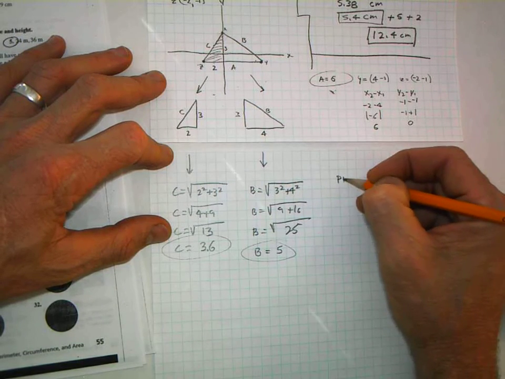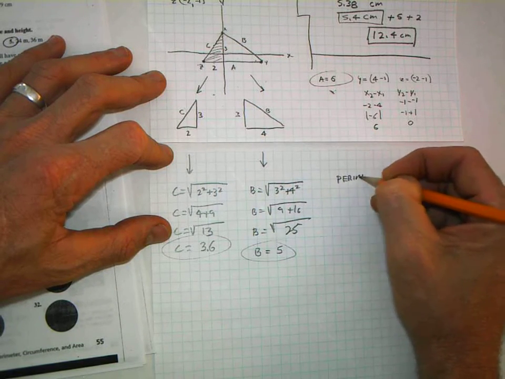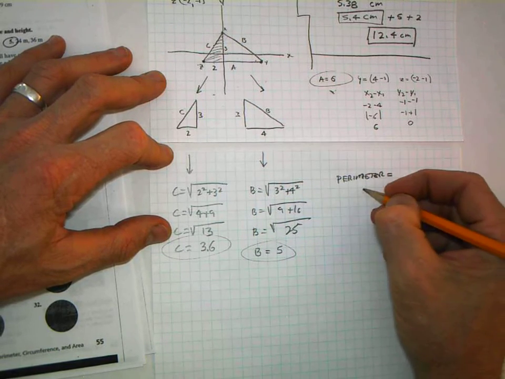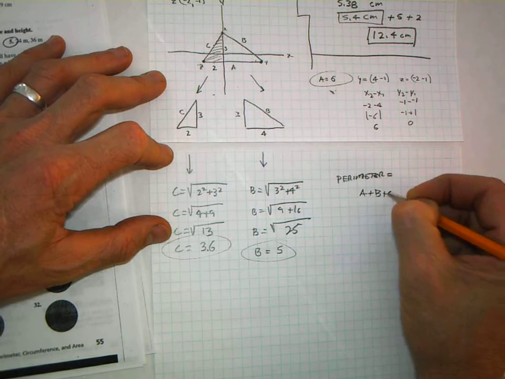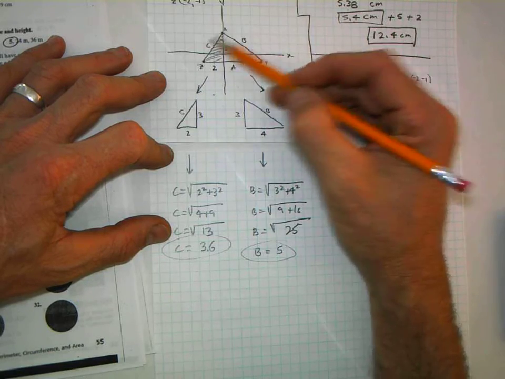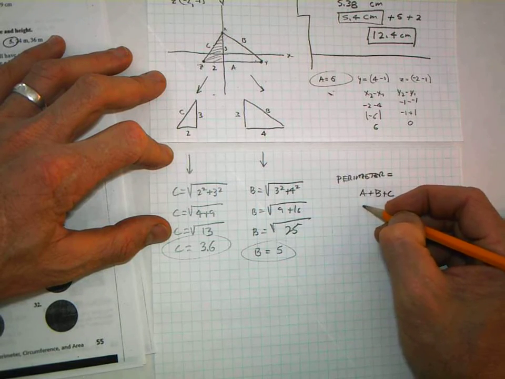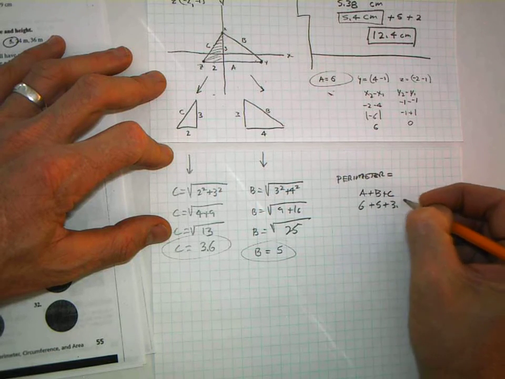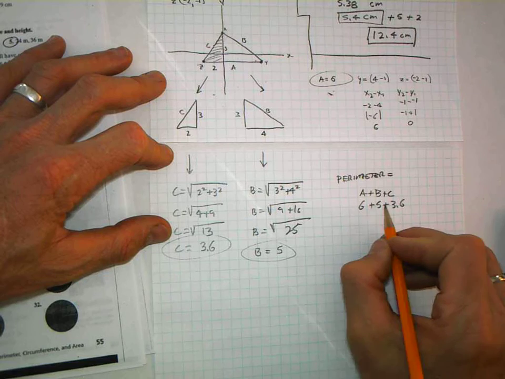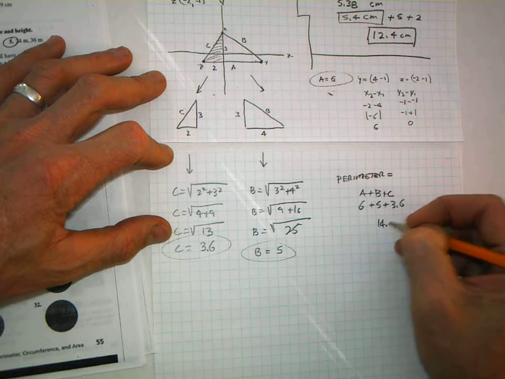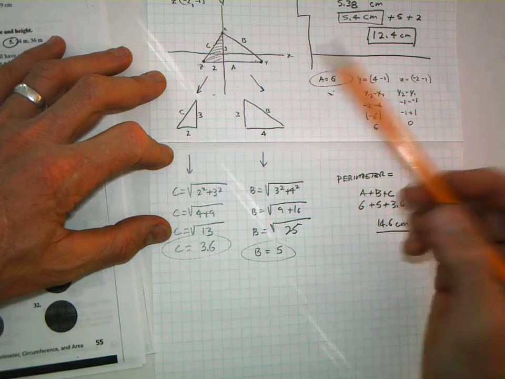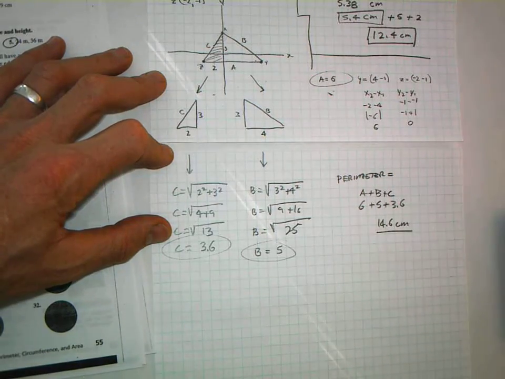So the perimeter equals A plus B plus C, which is 6 plus 5 plus 3.6, for a grand total of, 6 and 5 is 11, 14.6, and for instance, let's just go ahead and call it centimeters. So there you go, there's the steps. You can look at those again if you need to.